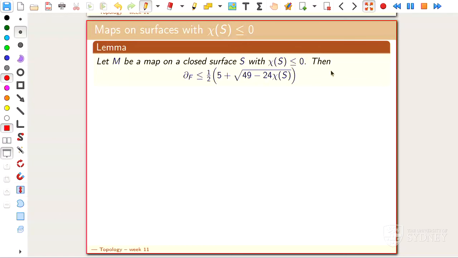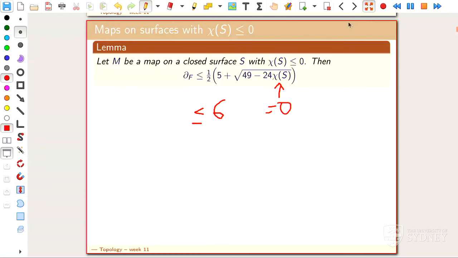So for example, if this one is 0, like for the torus, then the only thing you have is smaller or equal to 5 plus, well, this dies, square root of 49 is 7, 5 plus 7 is 12, 12 over 2 is 6. And that's exactly what we had before. It's just a little bit rewritten. And it turns out that this is almost the formula. So this is as bad as it gets, if you want, which is kind of really remarkable.